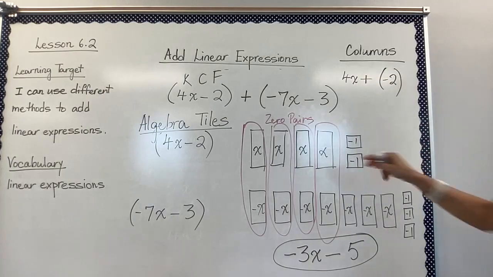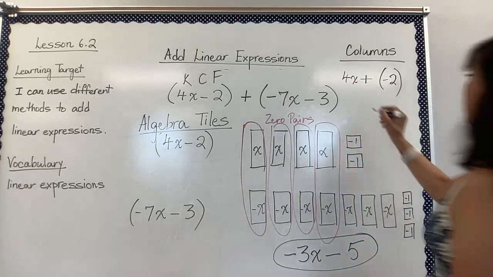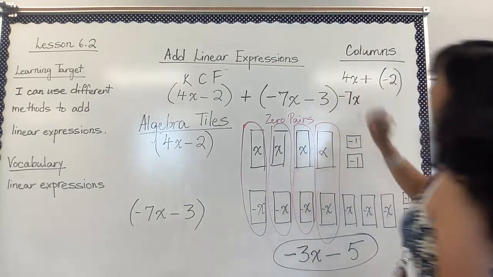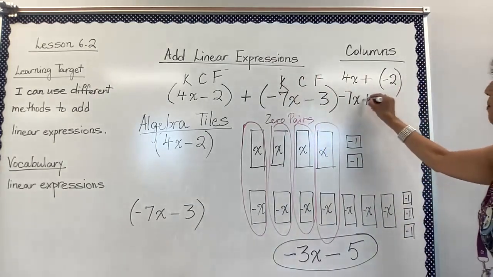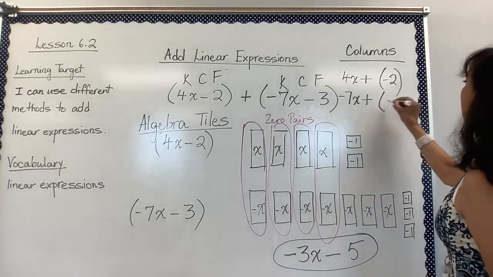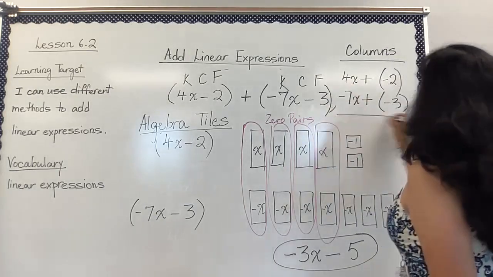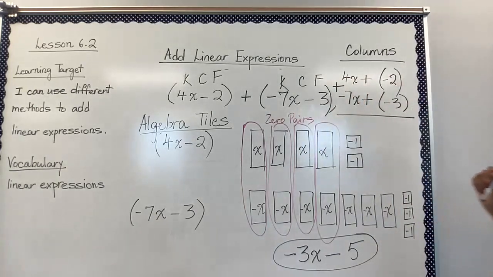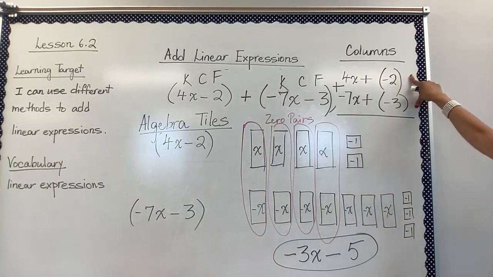I am now going to take the other one. I'm putting them as columns. So I have negative 7x. Keep, change, flip, change the minus to a plus, and change the 3 to a negative 3. So I'm taking these two and I am adding, because I am adding my linear expressions. Because I have the same variables or the same terms or the same constants, I can add or subtract.